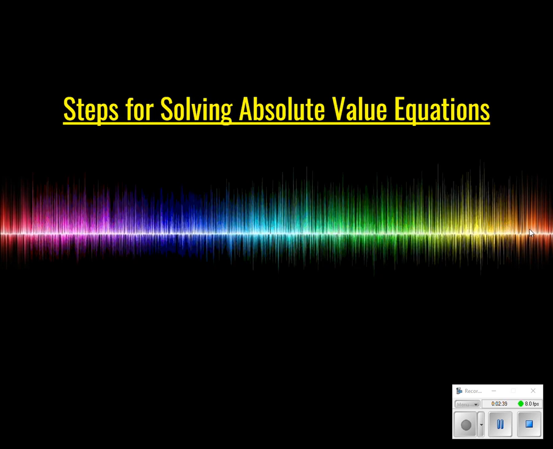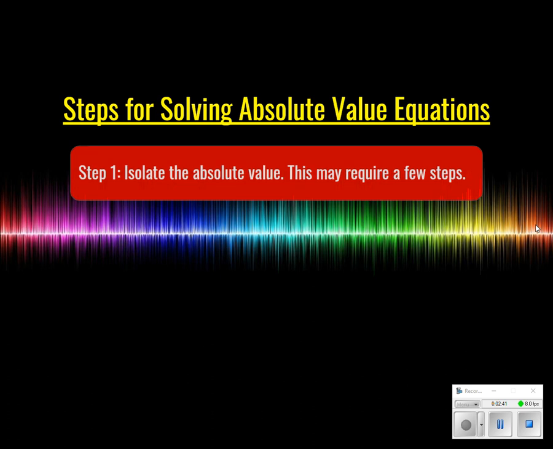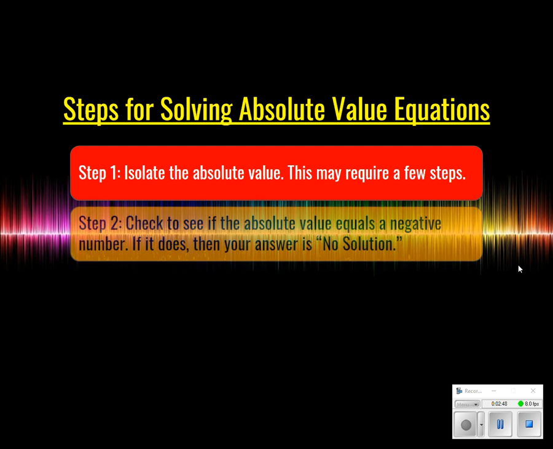So here we go, the steps for solving an absolute value equation. Step 1. Isolate the absolute value. This may require a few steps. Step 2, check to see if the absolute value equals a negative number. If it does, then your answer is no solution. At this point, it's going to be okay if you forget to check to see if it equals a negative number. If you check at the very end, you will be able to catch any no solutions.